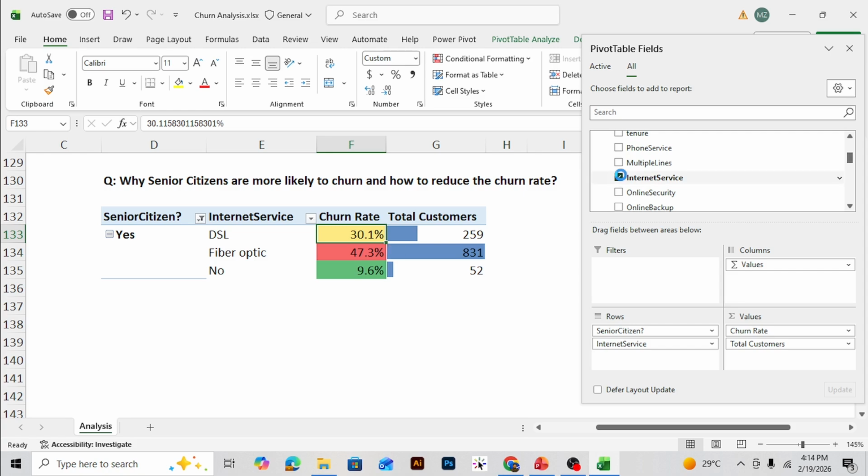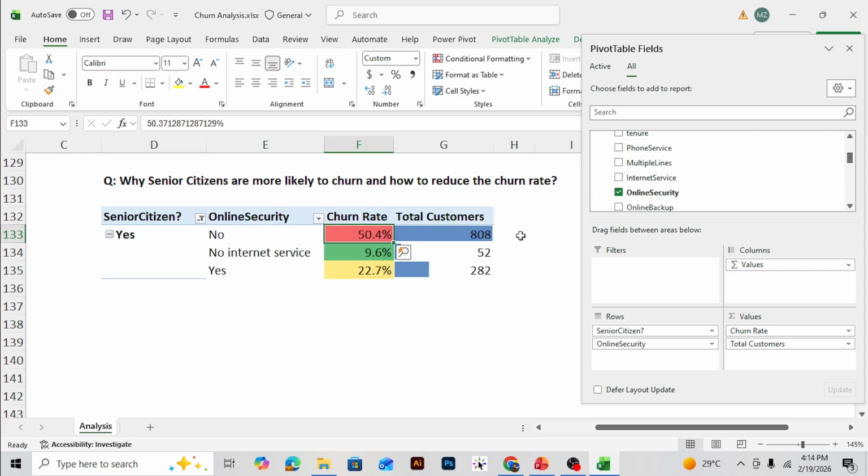Now let's remove the internet service and bring in online security, and you can see that 808 customers are not using online security, which is quite high, and almost 50% of those 808 senior citizens have already left our service. Whereas for those who are using online security, the churn rate is 22%, but the number is not quite high in terms of total customers. So if we can provide online security to our senior citizens, we can retain them, because it is really a very good service, as the churn rate metrics indicate.